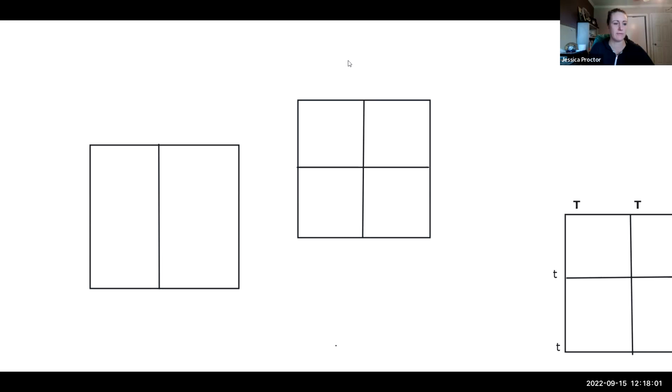Or we look at the genotypes and the phenotypes here. So we'll put the genotypes on this side, and then we'll put phenotypes over here. Let's do it like this, actually.